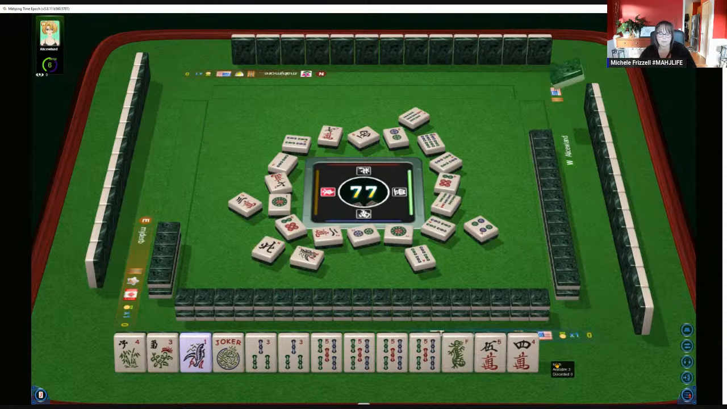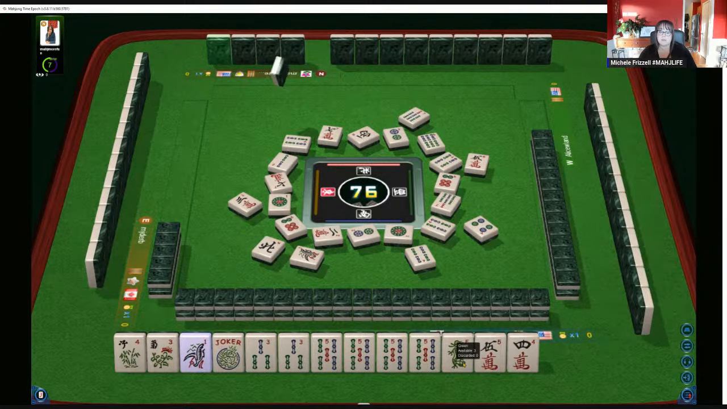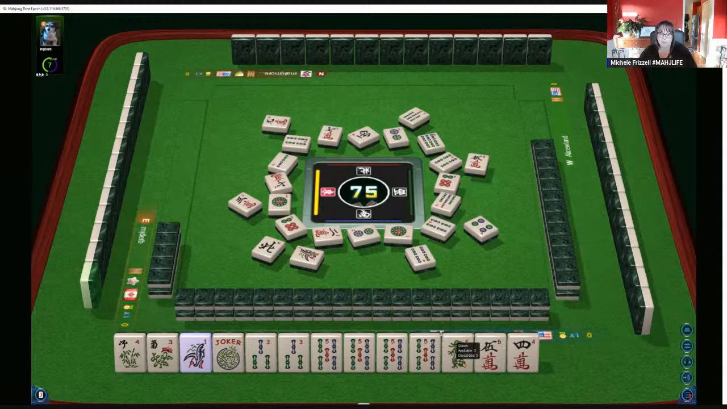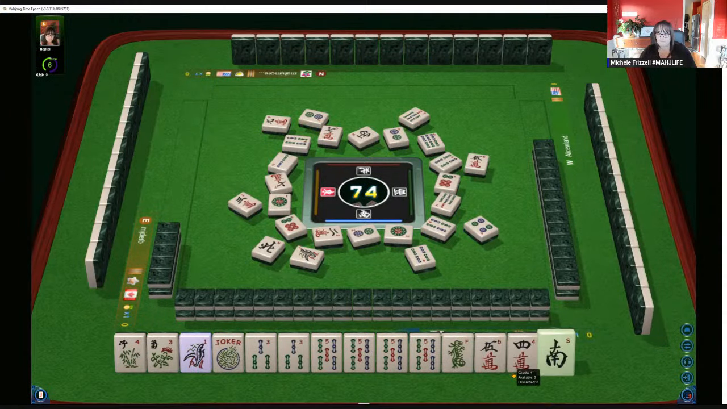North wind. So the absence of tiles would be a red flag. That would be something that you want to look for, especially if you need those tiles. We need a green dragon. Somebody could be holding the dragons, and it could be more than one player. Two dots. So what we're looking for is a one bam.